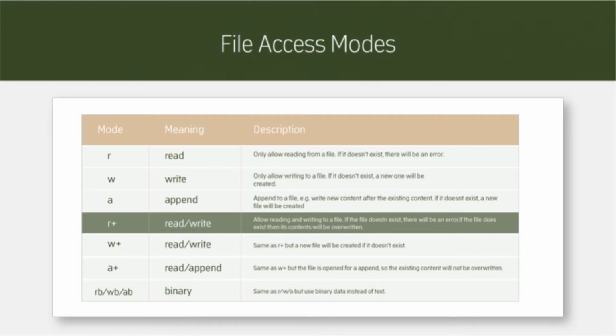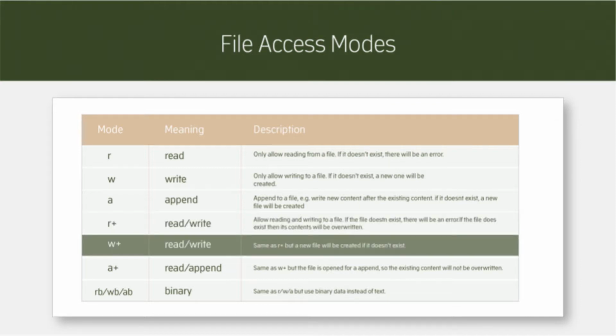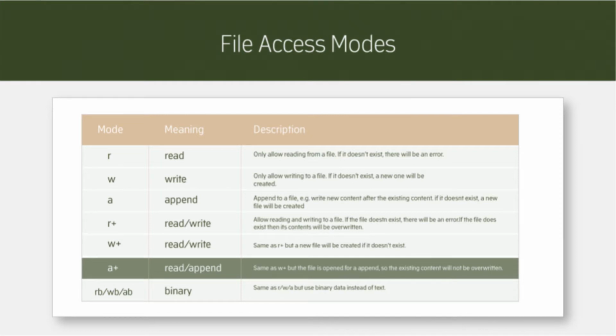The R+ mode is for read and write. This allows you to read and write to a file. If it doesn't exist, it will throw an error. If it does exist, then its contents will be overwritten. W+ for read and write again is the same as R+, but a new file will be created if it doesn't exist, instead of an error being thrown. And A+ is for read and append. This is the same as W+, but the file is open for append, so the existing content won't be overwritten.